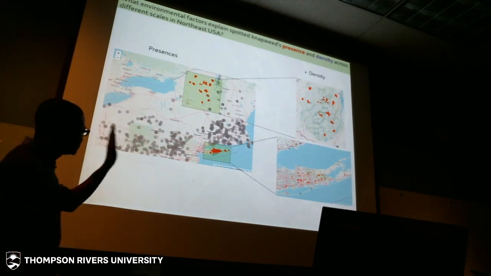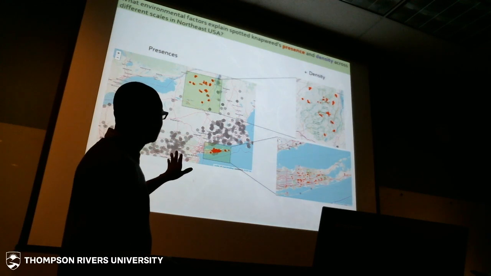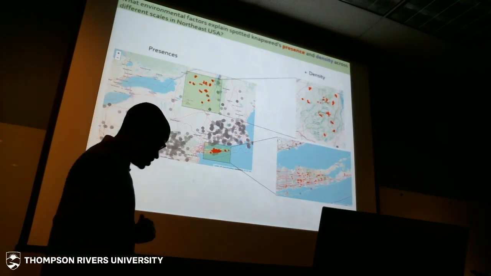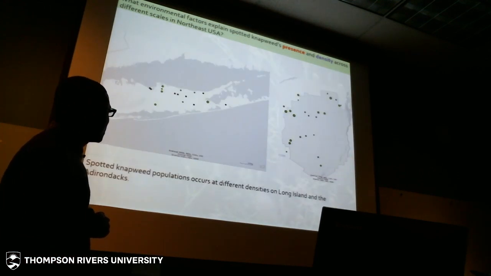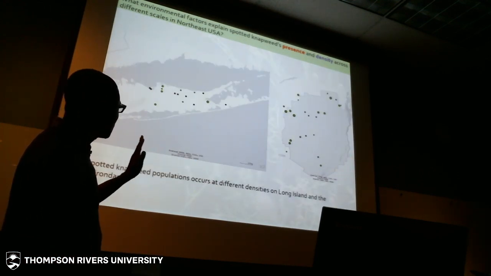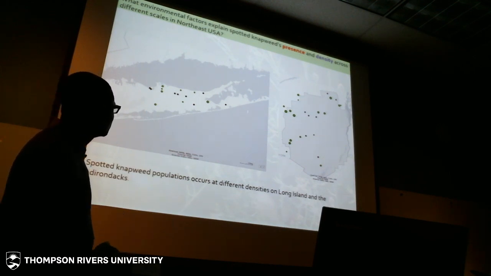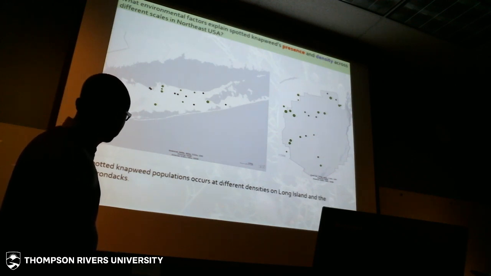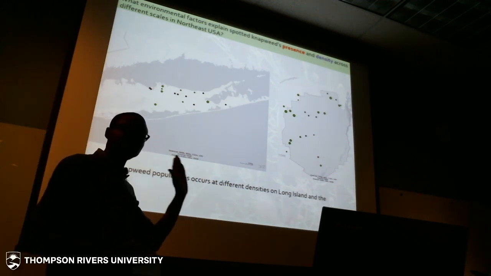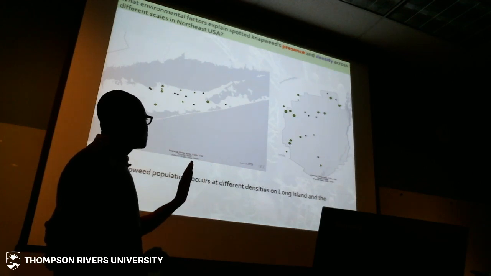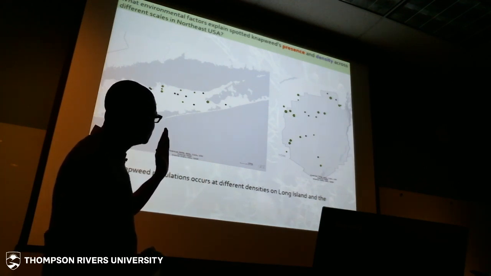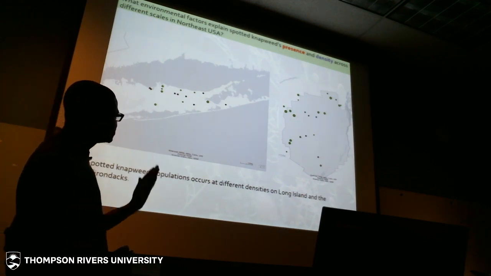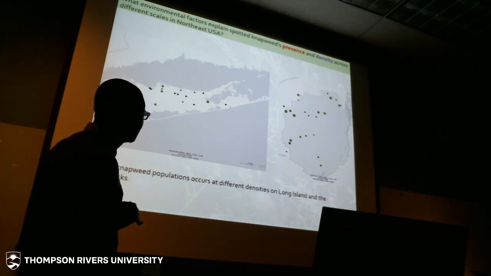So I had presences for Northeastern USA, but I also had density data in the Adirondacks and on Long Island. Basically, these are some of the points at which we got density data. We saw that spotted knapweed occurs at different densities. Some are very high, so the larger circles represent higher densities. We had some high densities and some low densities of spotted knapweed in both locations.